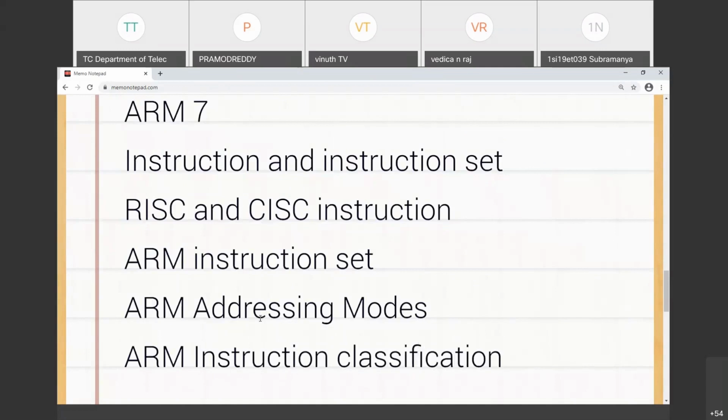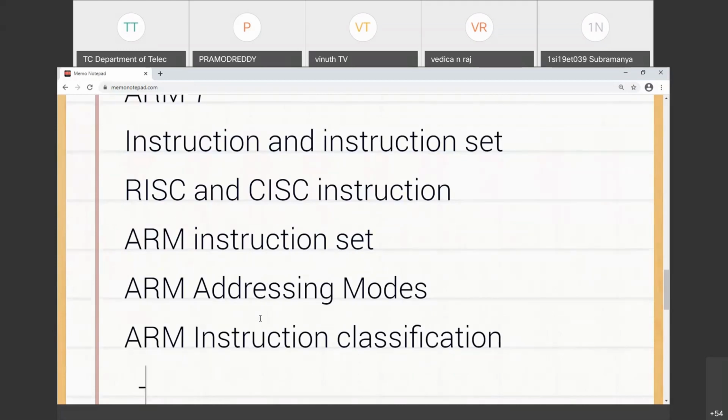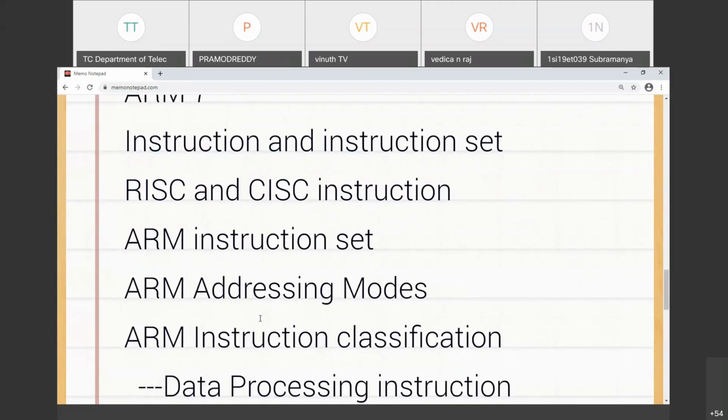First, what the ARM instruction set is, then the ARM instruction classification; each one we need to go through thoroughly. For example, I have so many. To start with, I will say data processing instructions. Like this, we should start our journey.